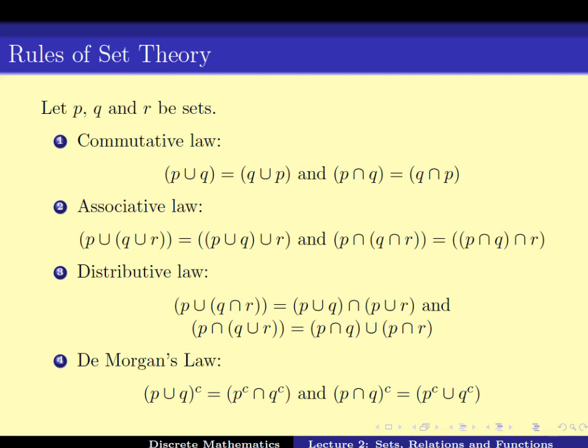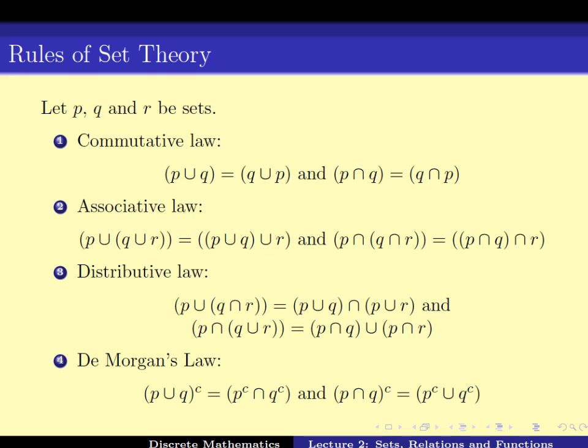The other law is the associative law, which says that P union Q union R is the same as you first do the union of P and Q, and then you do a union with R. Similarly for intersection. This is called the associative law.